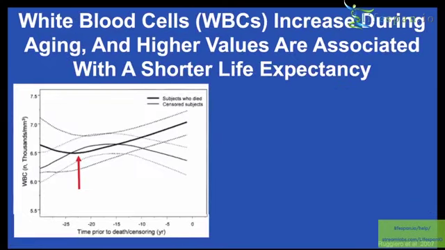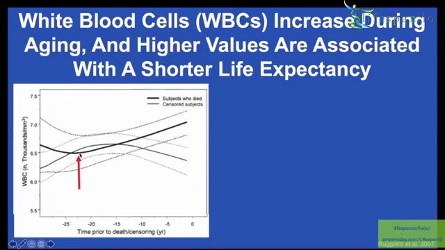So last on the list, white blood cells, which increase during aging, and higher values are associated with a shorter life expectancy. So this is data from the Baltimore Longitudinal Study on Aging, where they measured the same subjects for up to or longer than 40 years. And what we can see is when looking at white blood cells, and this is the time prior to their death.